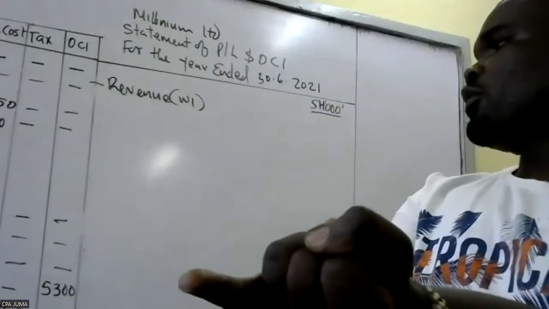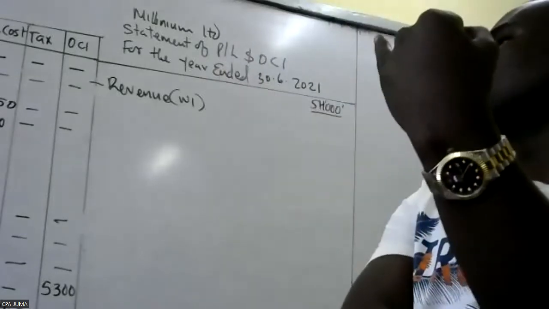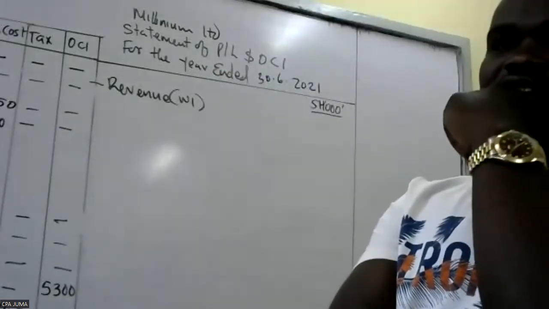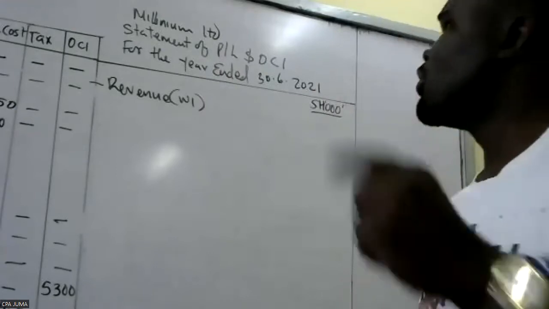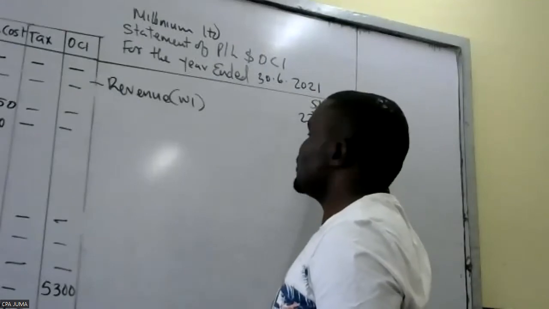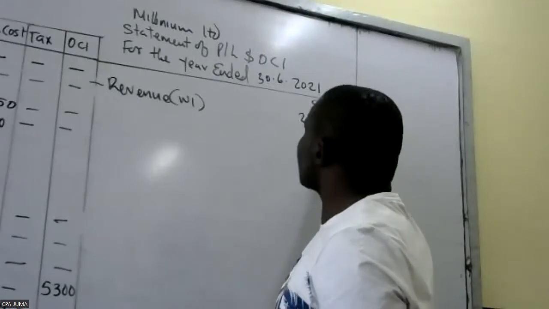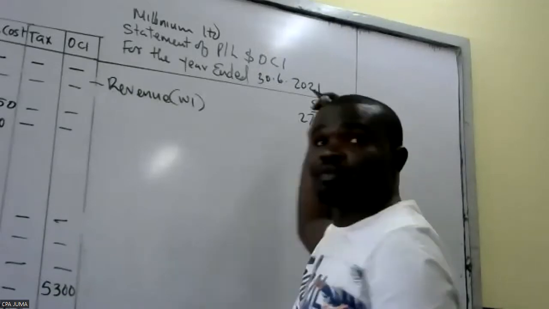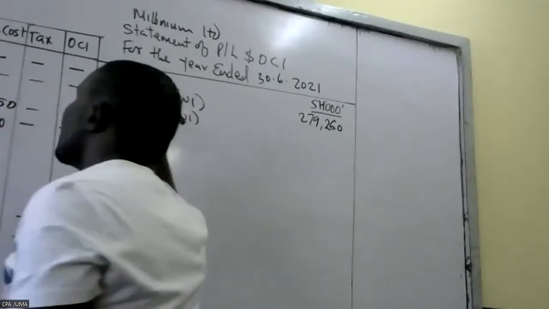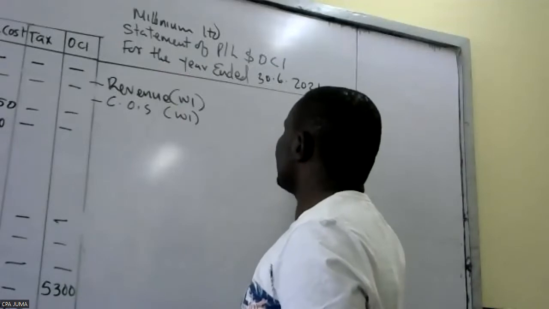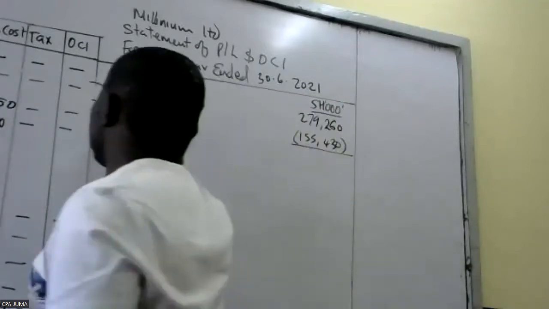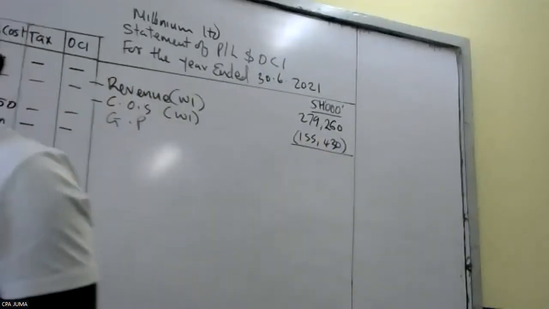Abigail, current tax was 24,500. Then deferred tax was 1,100. So it can't be 63. Just check well. So working one, we got 279, 260. Then cost of sales, also working one, 155,430. So how much is the gross profit?